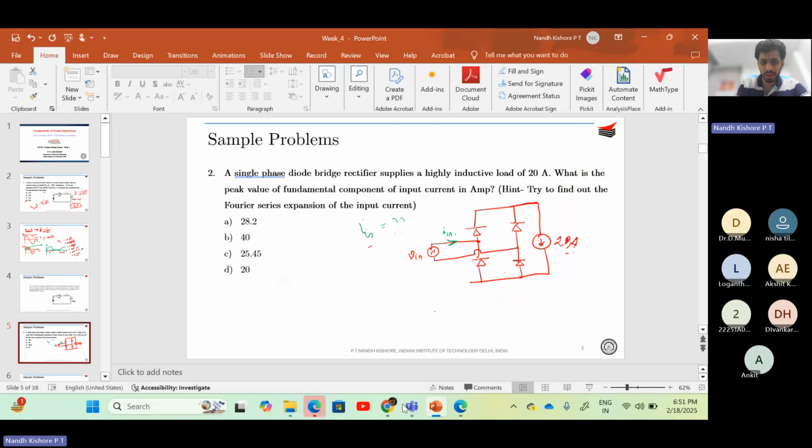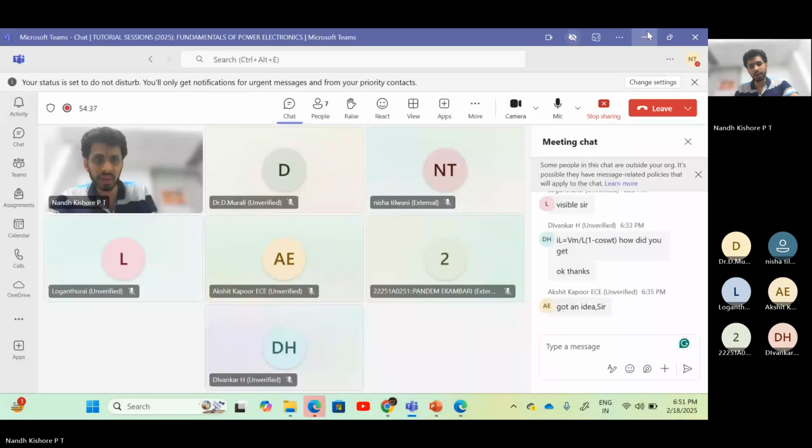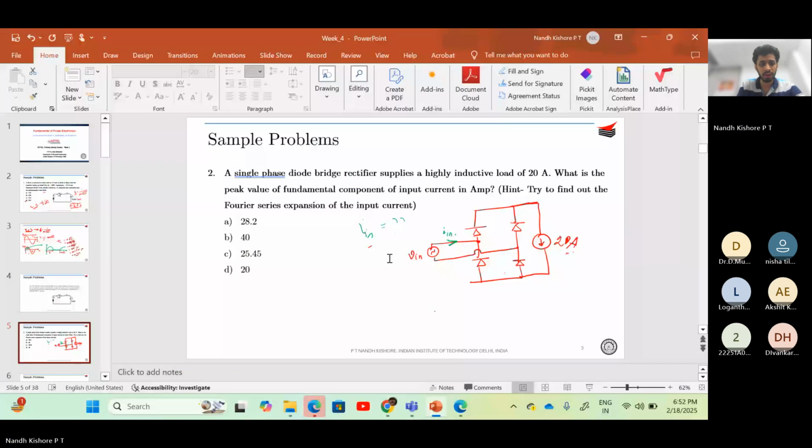Anyone? Any attempts? Will it be sinusoidal? Will it have only 180 degrees, or will it be a rectified sinusoid, or will it be a square wave or triangular? What do you feel? Any intuition? Anyone? Rectified sinusoid. Why do you think it will be rectified sinusoidal?